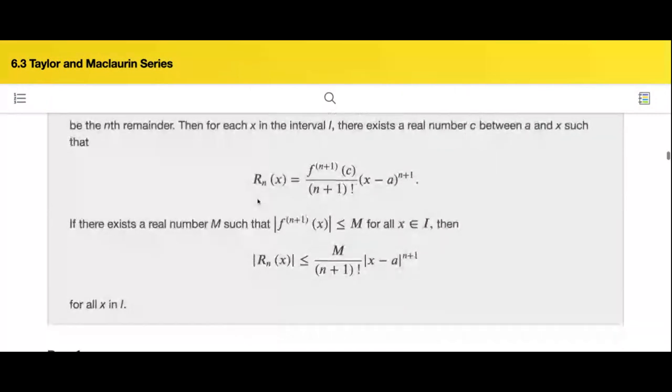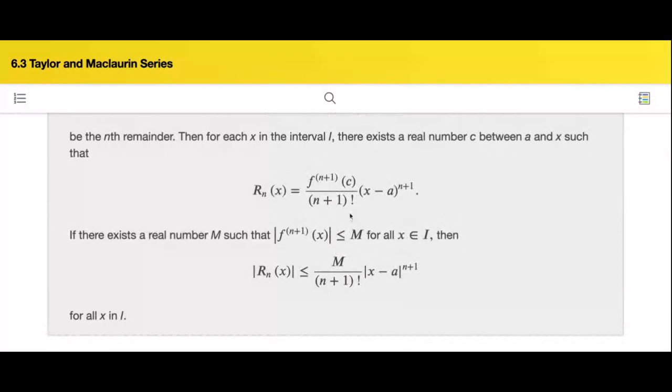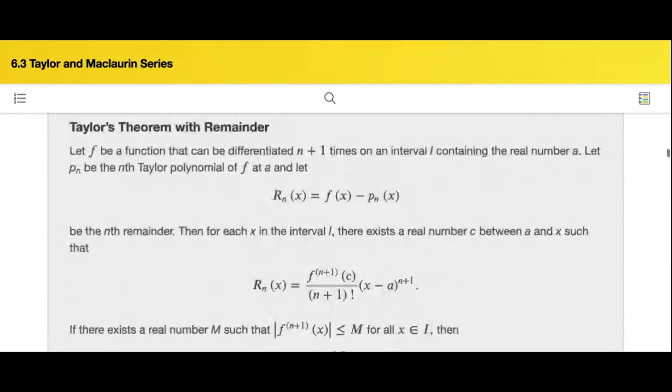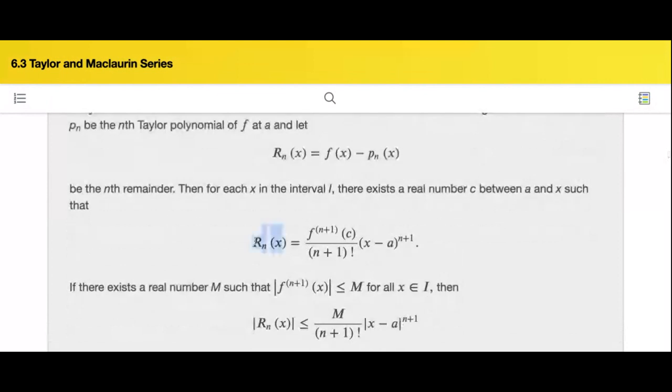So Rn of x is this. It's a summation. I don't know why this summation is missing. So Rn should be the summation of the rest of the terms. I think this is a typo here. So this line has a typo, okay. Rn is a summation of all the n plus 1 powers: n plus 1, n plus 2, n plus 3, and so on and so forth. All the rest of the terms.